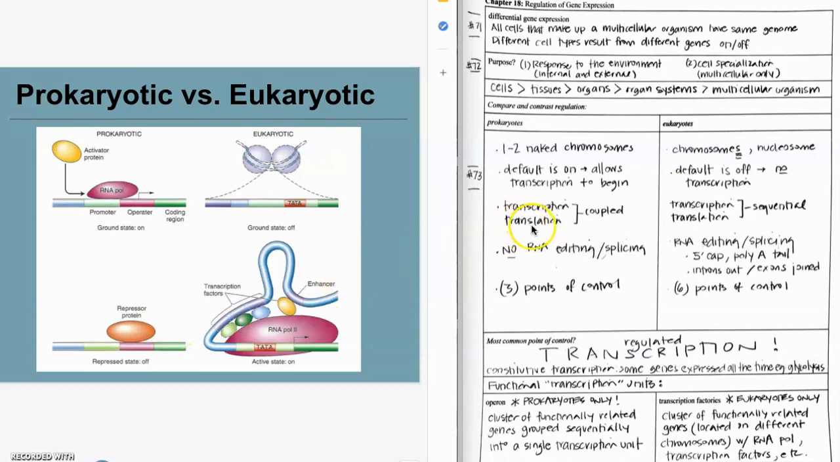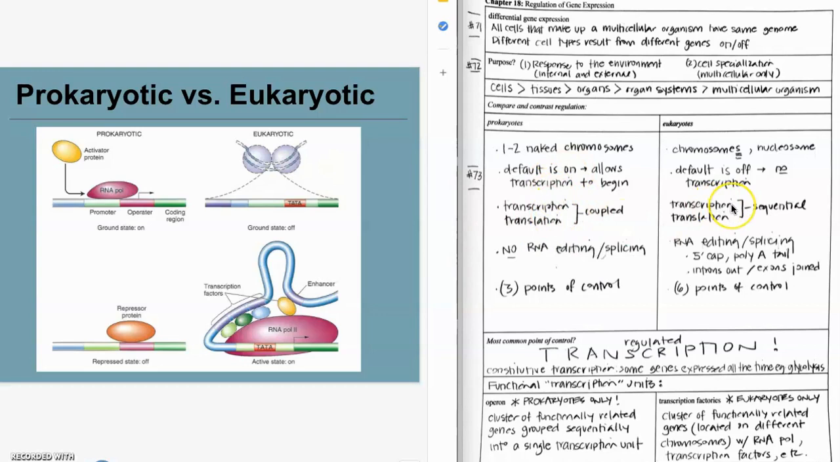Okay, other differences is thinking about transcription and translation in prokaryotes. Remember that there's no nuclear envelope, so as soon as the messenger RNA is transcribed, the ribosomes can bind to the elongating messenger RNA. We say that transcription and translation are coupled because they can happen at the same time. Transcription has to obviously start slightly before, but they are happening at the same time.